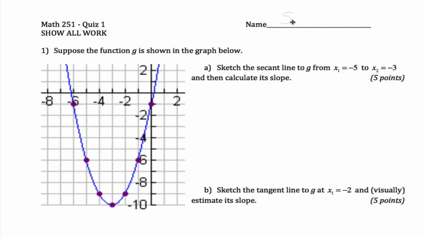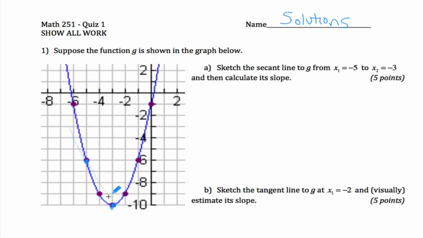All right, here are solutions for the first quiz for Math 251. You're given this graph, this kind of weird graph that I found on Google Images, and you're asked to sketch the secant line to g, I guess I'm calling this function g, from x1 equals -5, so it looks like that's talking about this point right here, to x2 equals -3. So it looks like that's talking about this point right here. So all it's saying is take this point and take this point and connect them with a straight line.